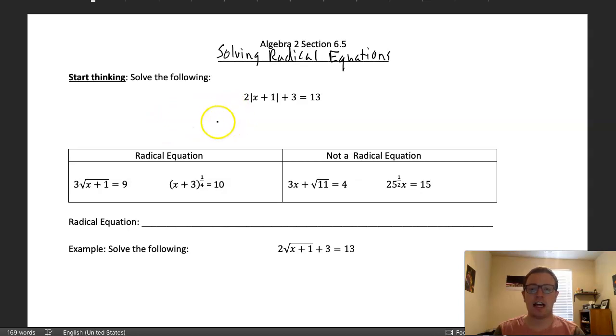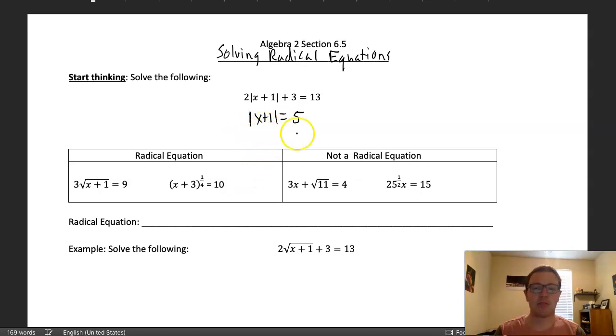So to start off, how do we solve 2 times the absolute value of x plus 1, plus 3 is equal to 13? Well, our first step is to get the absolute value entirely by itself. So subtract the 3, divide by the 2. What you end up with is the absolute value of x plus 1 is equal to 13 minus 3, which gives us 10, divided by 2 gets us to 5. So first step, get the absolute value all by itself.